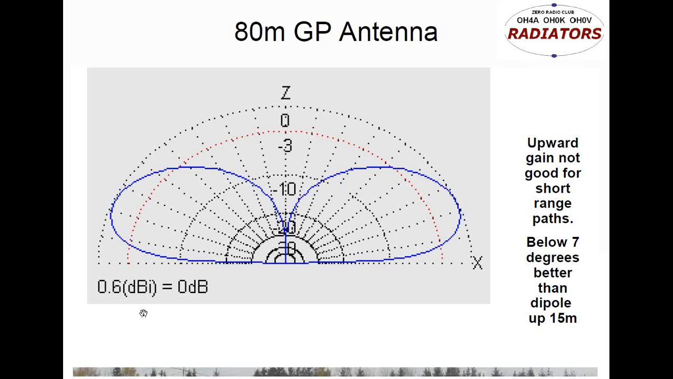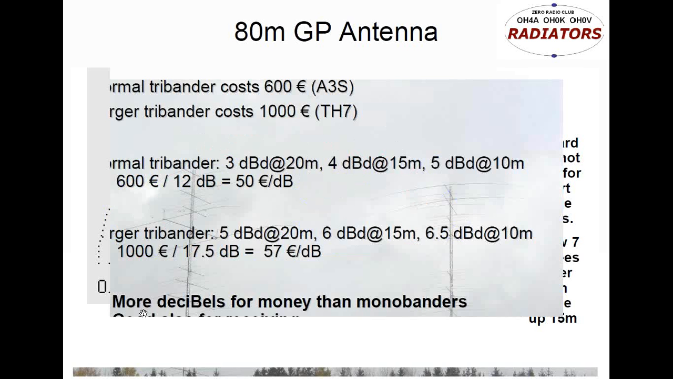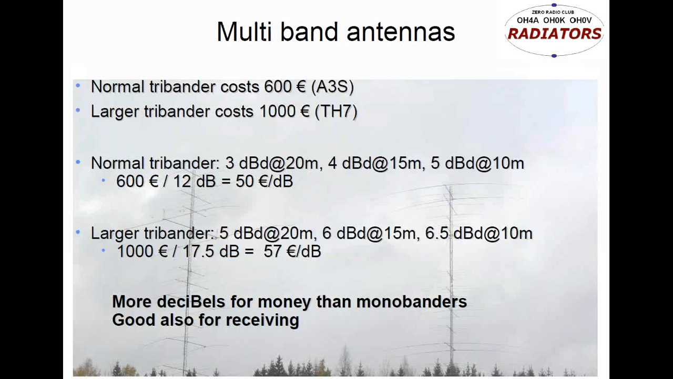Then if we're looking at multiband antennas, a normal tri-bander or larger tri-bander costs something. And if we are comparing this to something like a dipole, then we can have pretty decent figures for this kind of horizontal antennas.